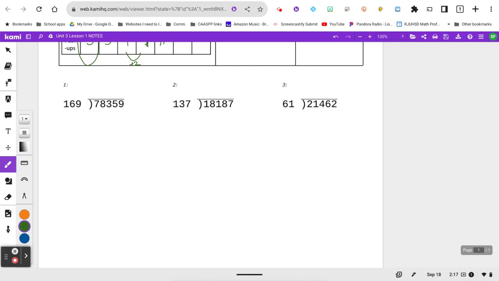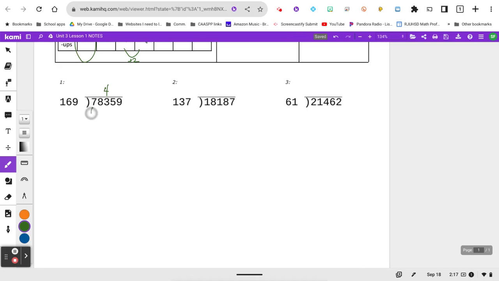These are ones where you could use a calculator. You can sort of go 169 times 3, times 4, times 5, whatever gets you closest but not over it. And here we can see it is going to be 4. And then we're going to do 4 times 169, which is going to give me 676. I'm going to subtract it, and I get 107. 169 definitely can't go into 107, so we did it right.